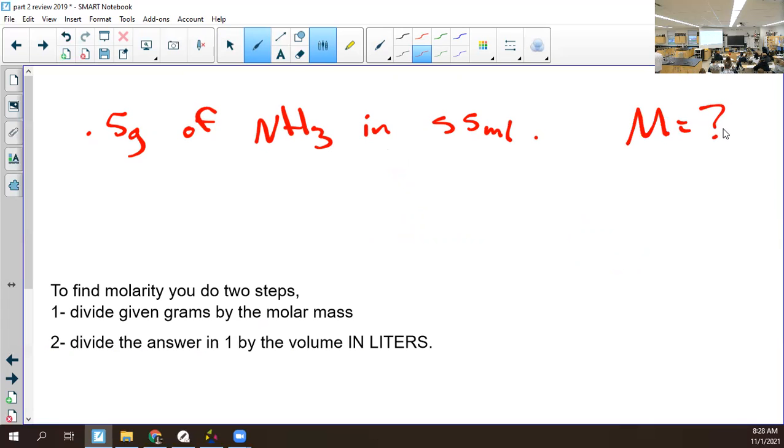So the red flag here is what? What would be something that would cause you to be stressed, besides all of it? What's this right here? Milliliters. Do I want that? No, not at all. So to go from milliliters to liters, how many places do I move it? 3. I make this become 0.055 liters. Okay, you can do the rest. This is 17 grams per 1 mole. Do it quick so we can move on.